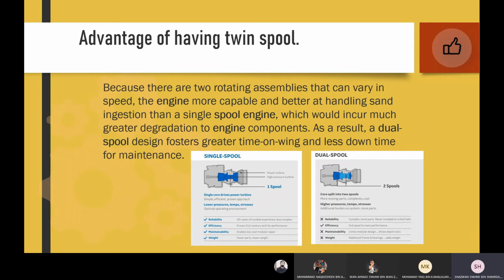The advantage of having twin spool is that because there are two rotating assemblies that can vary in speed, the engine is more capable and better at handling sand ingestion than a single spool engine, which would incur much greater degradation to engine components. As a result, a dual spool design fosters greater time on wing and less downtime for maintenance.